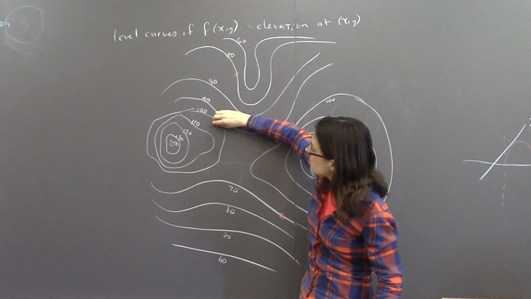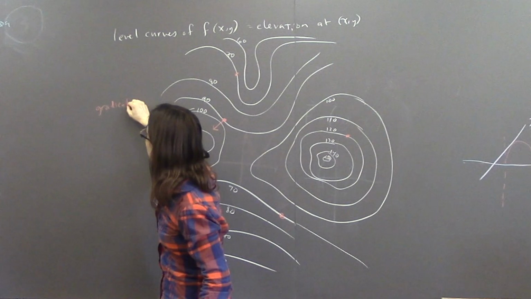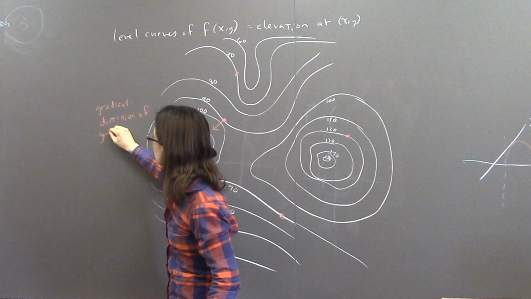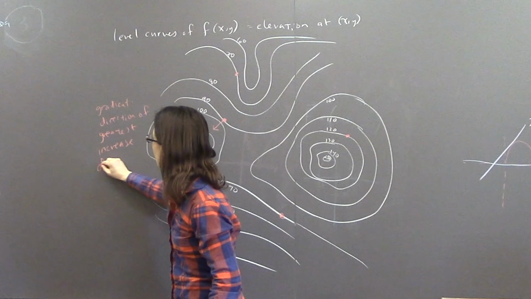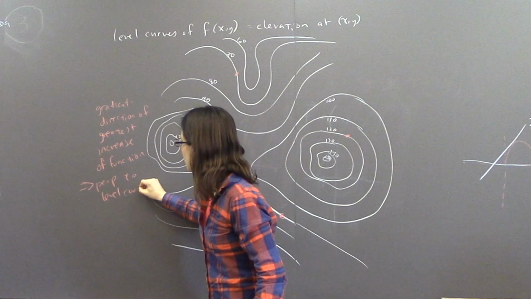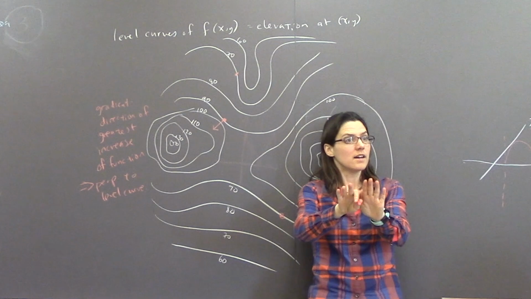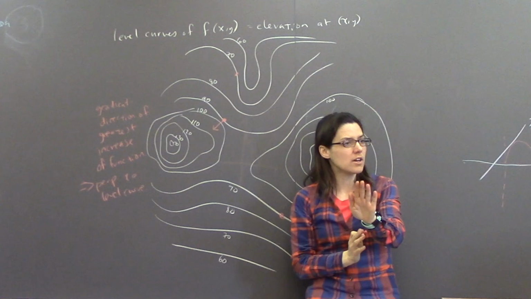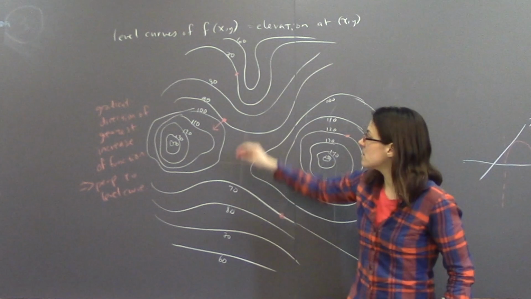So the gradient is the direction of greatest increase of the function. And so it's going to be perpendicular to the level curve. And I hope that makes sense. If you're standing at a point on a steep slope and you're like, I'm ready, let's go, you just hike directly up the slope. On the other hand, if you want to take a break, you walk perpendicular to that direction and you wouldn't increase at all. So that's the direction of the gradient.